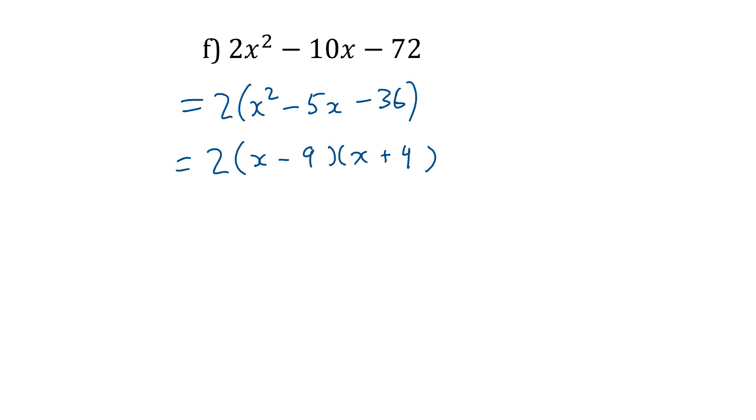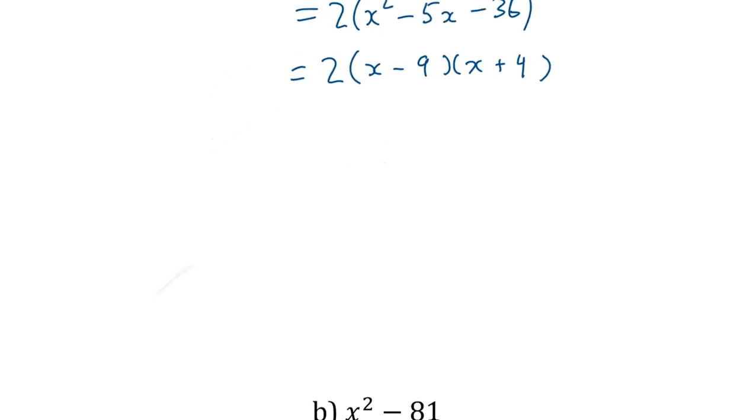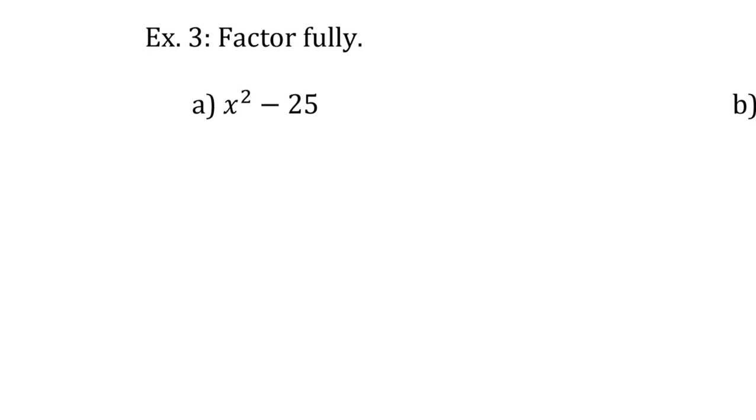Who wants to give me the answers? Go ahead, TK. It's 2 times x negative 9 and x positive 4. Very nice. Or x plus 4, x minus 9. Obviously, order doesn't matter. 9 times 4 is 36, and 4 minus 9, or negative 9 plus 4, is negative 5. Any questions? Everybody feeling okay about this?